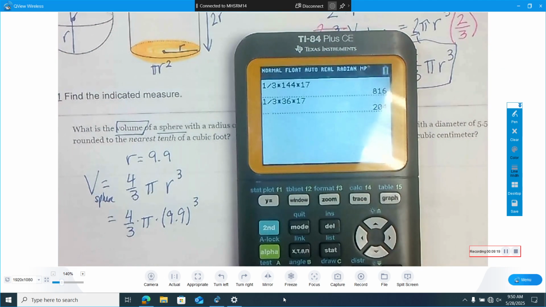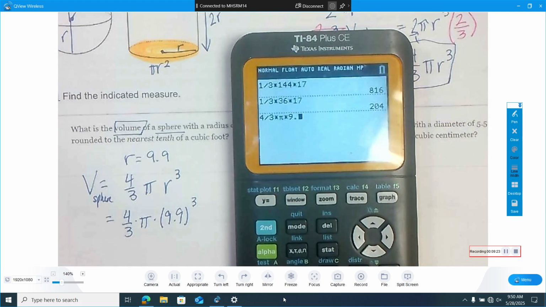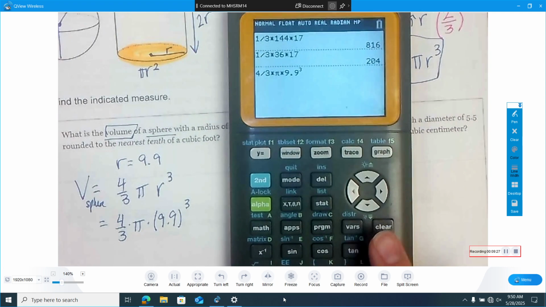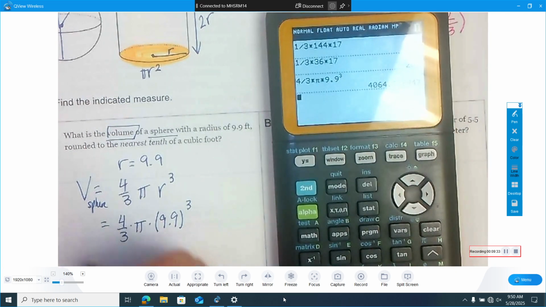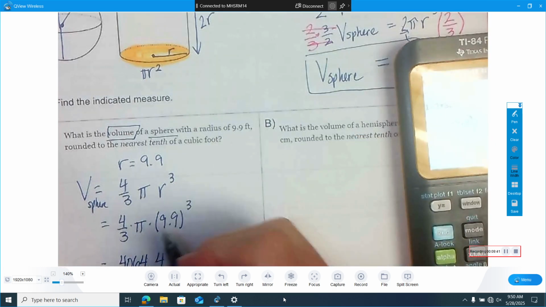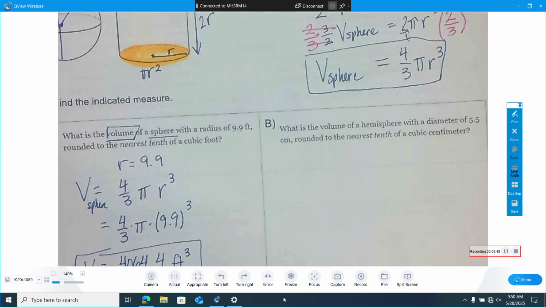All right. So 4/3 times pi times 9.9 to the third. The little caret guy right here gives you your power. Okay. And I get 4064.4 if we round up. This is volume. We had feet, so they are cubic units. So 4,064.4 cubic feet.